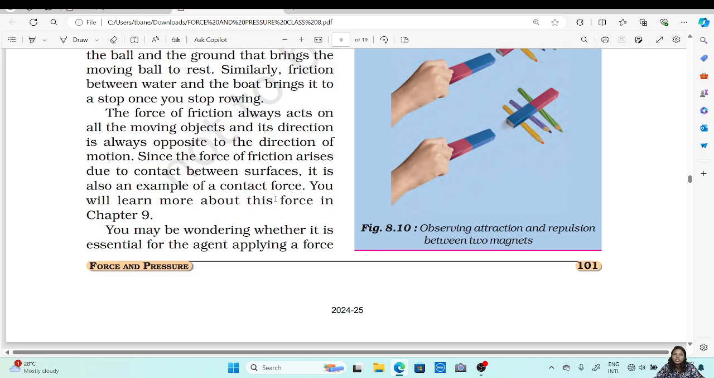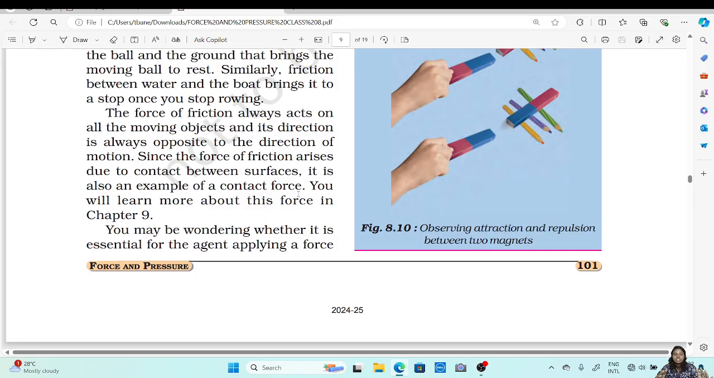And this force of friction is always in the opposite direction to the force that you are initially applying. If I have applied a force from the right, the stopping force, or force of friction, will be from the left side. Since the force of friction arises due to contact between surfaces, it is also an example of a contact force. So friction is also an example of contact force. Why?